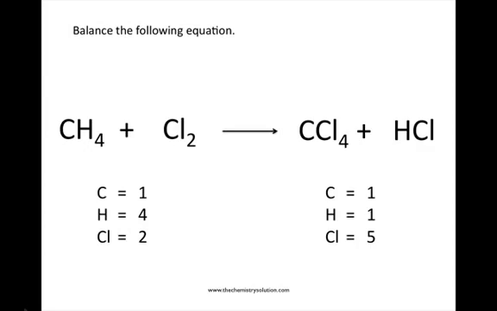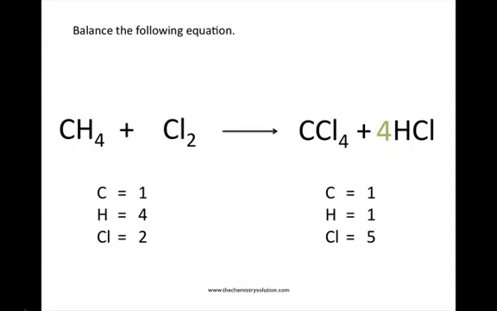Now looking at this equation, because we have 1 carbon atom on the reactant side and 1 carbon atom on the product side, carbon is already balanced. So our next step would be to balance the number of hydrogen atoms, and I'm choosing to start with hydrogen because hydrogen occurs in 1 compound on the reactant side, CH4, and 1 compound on the product side, HCl. In order to balance the number of hydrogens on the product side, we're going to want to put a 4 coefficient in front of HCl. Remember, we can only add coefficients, we can never change subscripts.